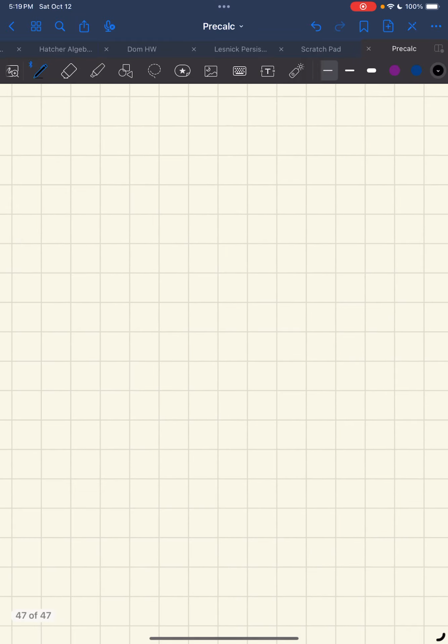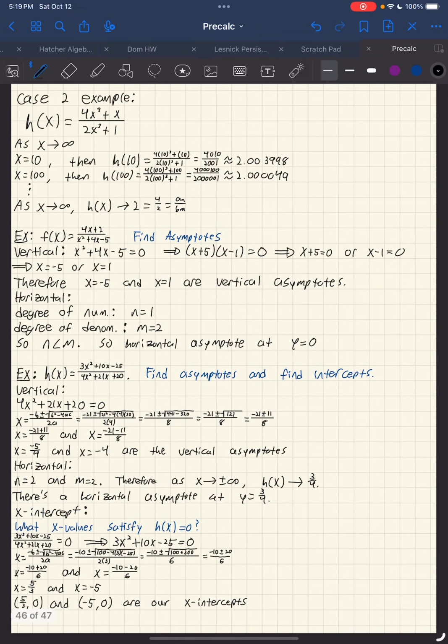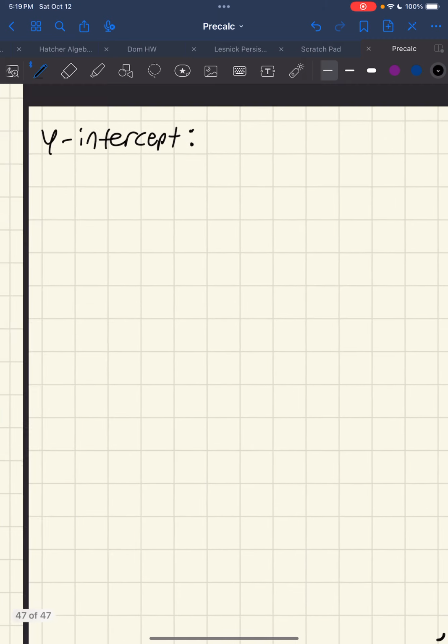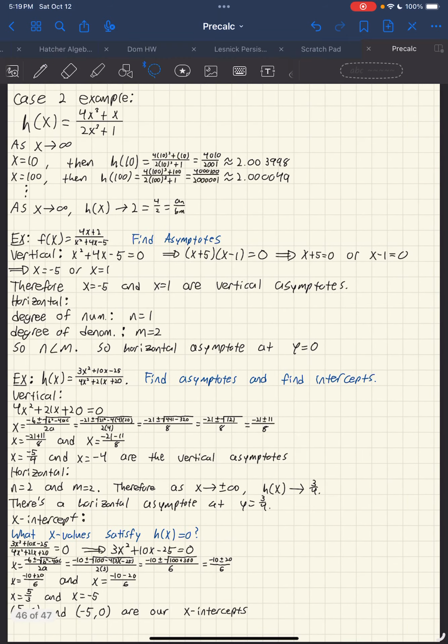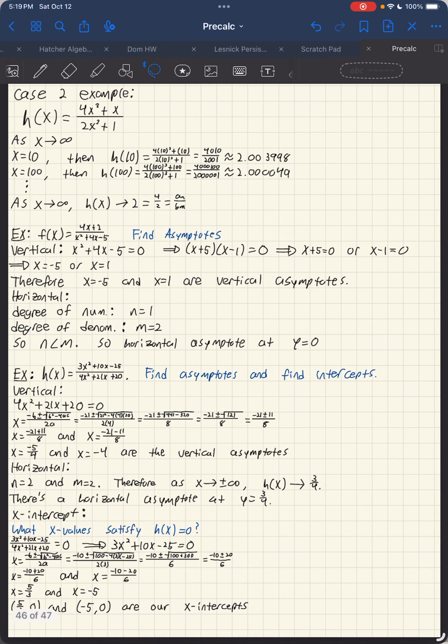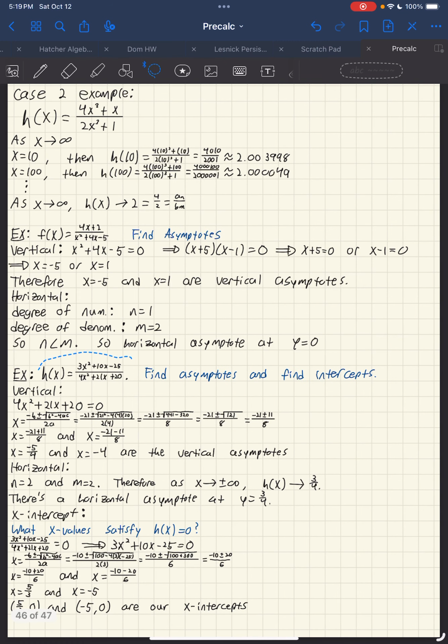Last but not least, let's do the y-intercept. The y-intercept is usually really pretty easy. What's the value? I call this function h, right? So what is the value of h of 0? H of 0 equals what? Let me grab what h of x is, just so I don't have to go back and forth.